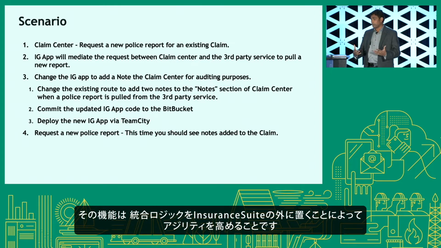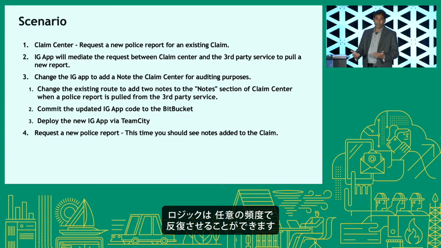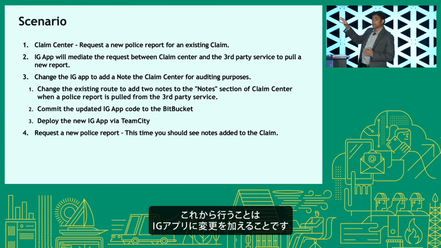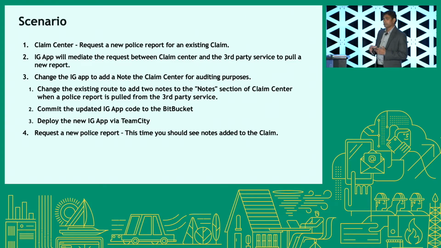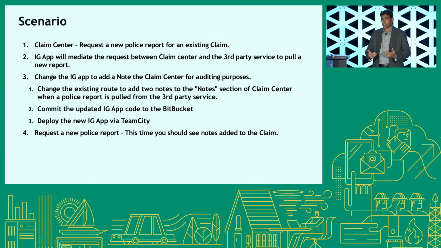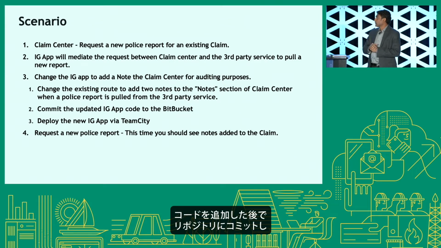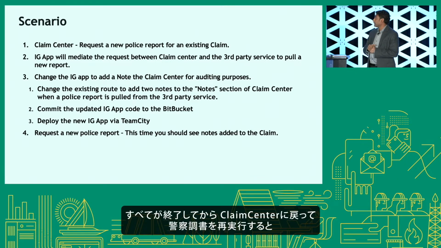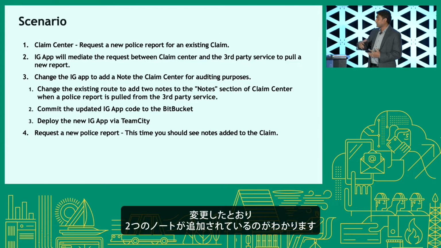And then what we're going to do is demonstrate the value of Integration Gateway, which is that you can be more agile because the integration logic is outside the InsuranceSuite. You can iterate as often as you want without bringing down the IS or redeploying the IS. So we're going to change the IG app. Simple logic. We'll add a couple lines of code to add some notes to the notes section of the claim center. Once we do that, we commit that to the repo and then deploy it. Then if we go back to the claim center and rerun the police report, you would see those two notes added because that's what we changed. OK?